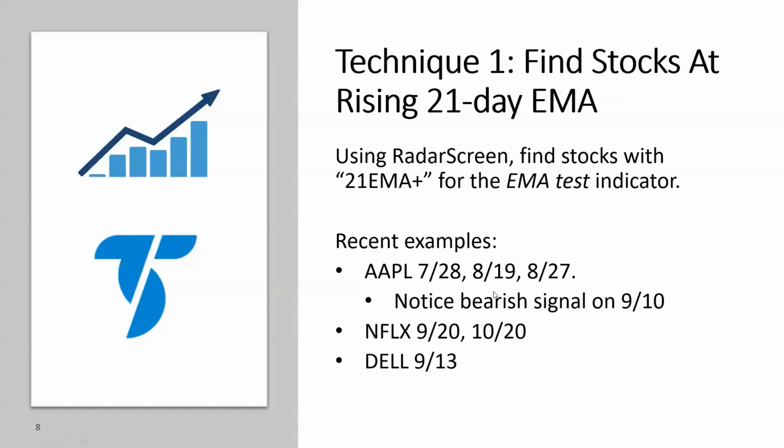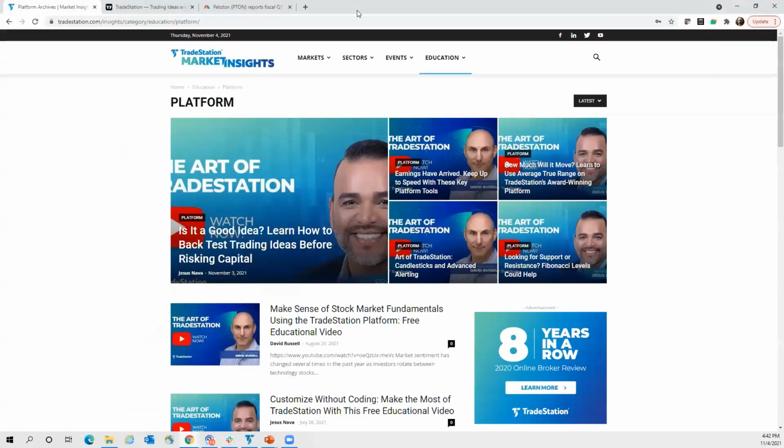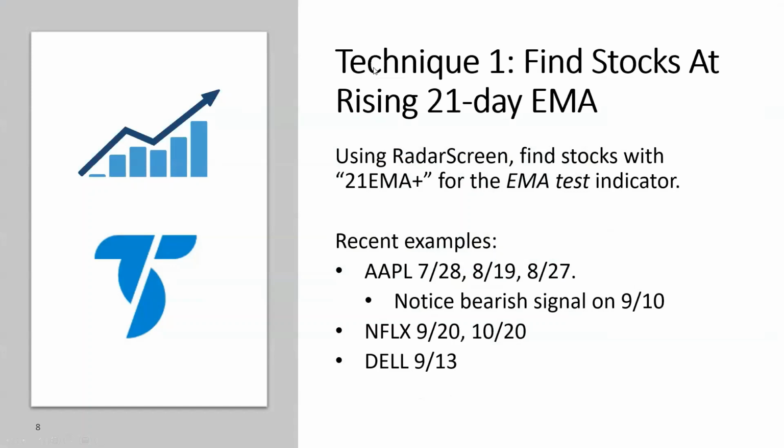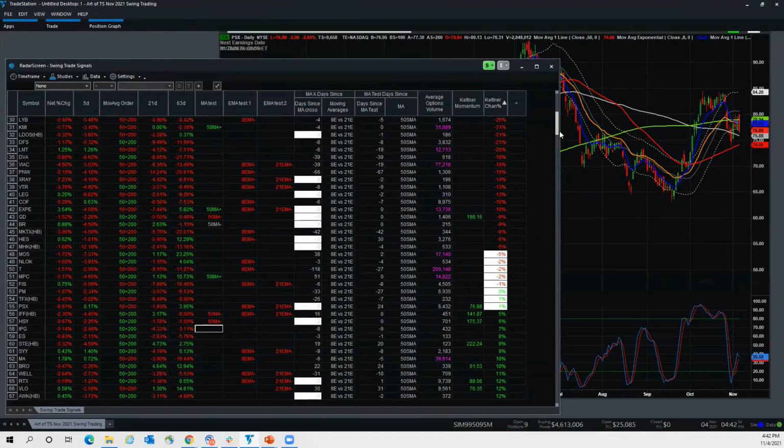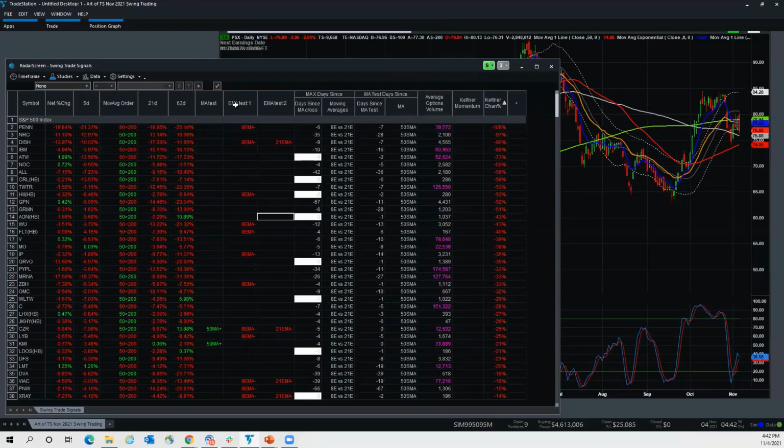All right. So I'm going to go through 5 different techniques of how to do this. The first thing we want to do is use RadarScreen to find stocks that are touching their 21-day exponential moving average. There's a lot of people who really like the 21-day exponential moving average. I use both simple and exponential moving averages. And in this case, let me just inflate this.